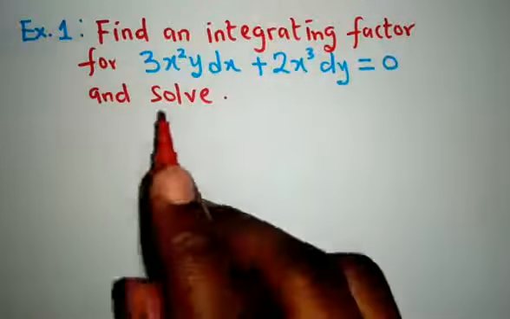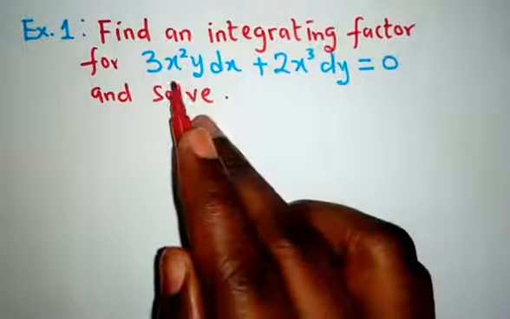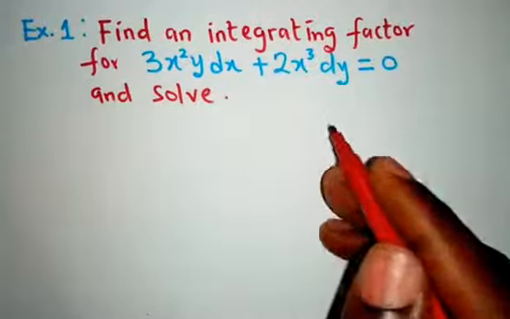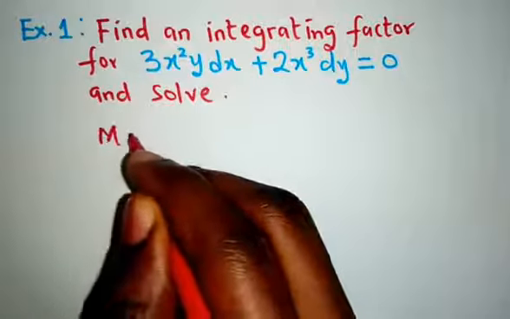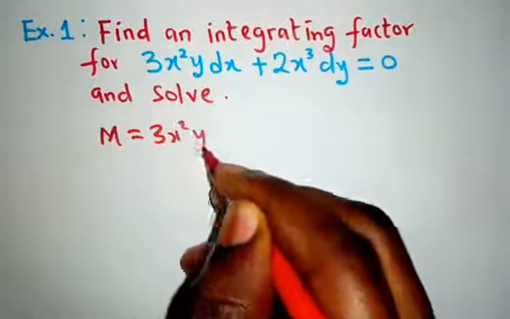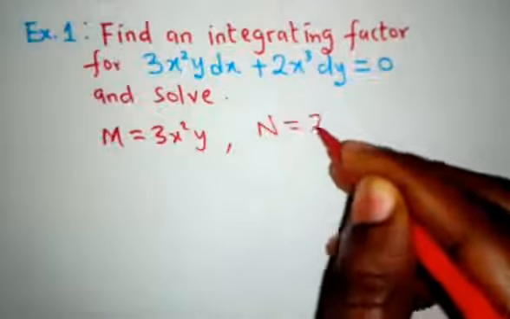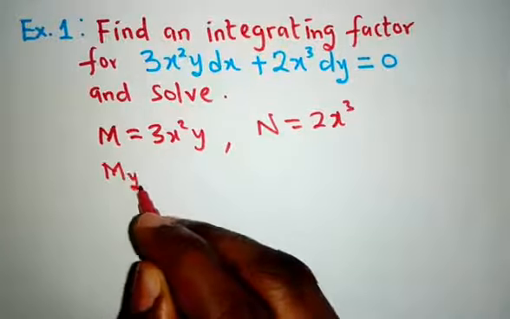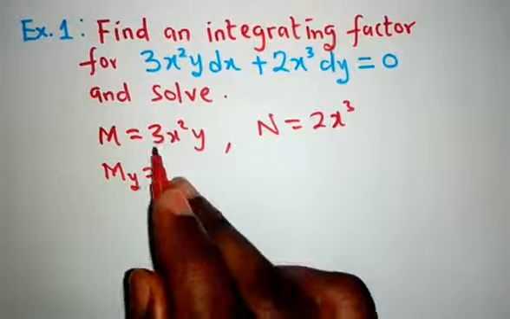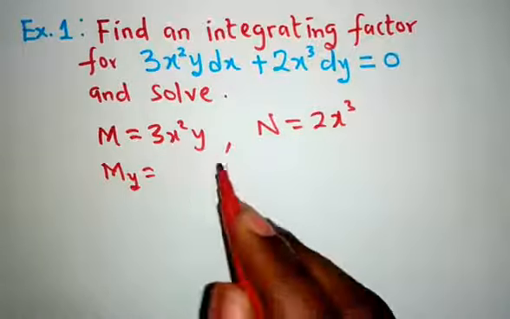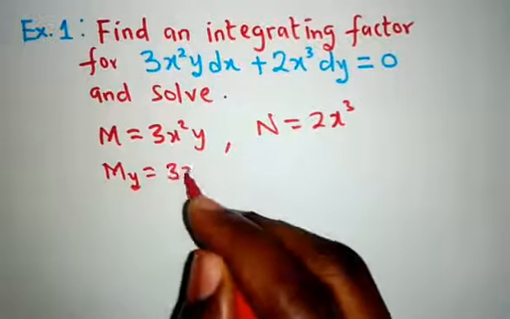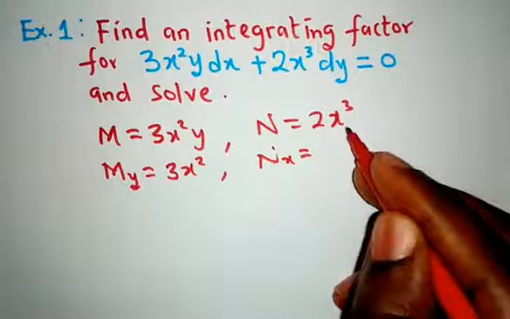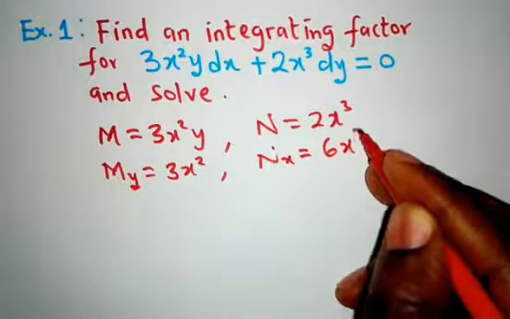Now, example 1: find an integrating factor for 3x squared y dx plus 2x cubed dy equals 0, and then solve. So for this, our M is 3x squared y and N is 2x cubed. Now the partial derivative of M with respect to y, we differentiate with respect to y, treating x as a constant. So we have 3x squared. And then the partial derivative of N with respect to x is 6x squared.